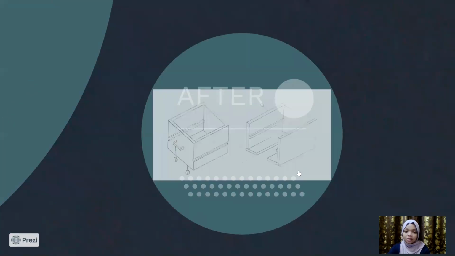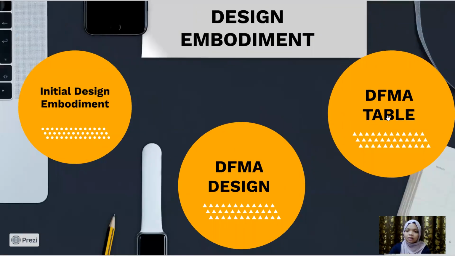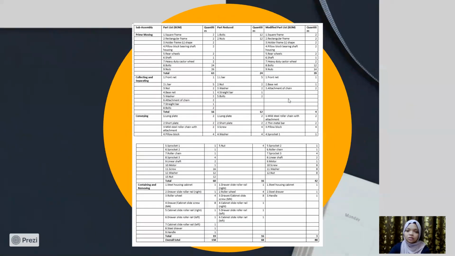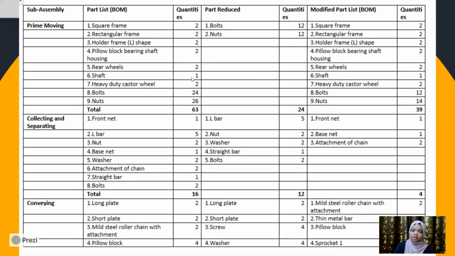So the last part is the FMA table. So this one is the FMA table. For the first part, prime moving, the total before the FMA is 63. After the FMA, we get 39. So in total we reduce around 24 for bolts and nuts after we decide to weld it.